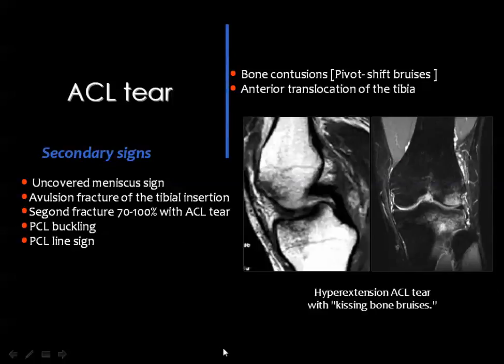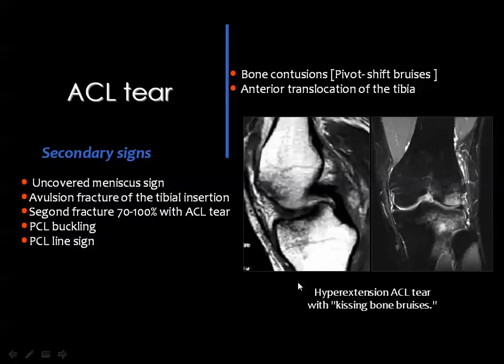And sometimes you are in doubt if the anterior cruciate ligament is torn or not, and there are many supportive signs for confirmation or exclusion of ACL rupture. I think that the two most reliable signs are the presence of bone contusions, because the ACL rupture does not occur spontaneously, and what is known as anterior translocation of the tibia, which corresponds to the drawer sign performed by the clinician.